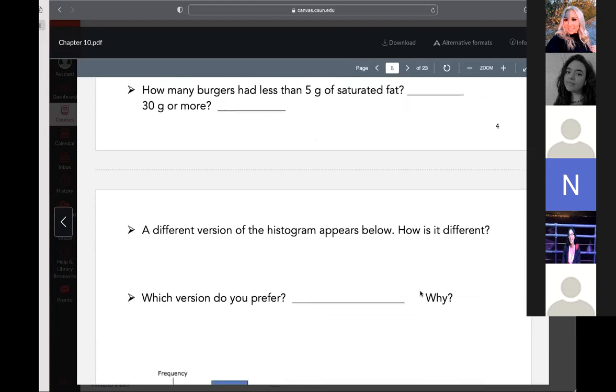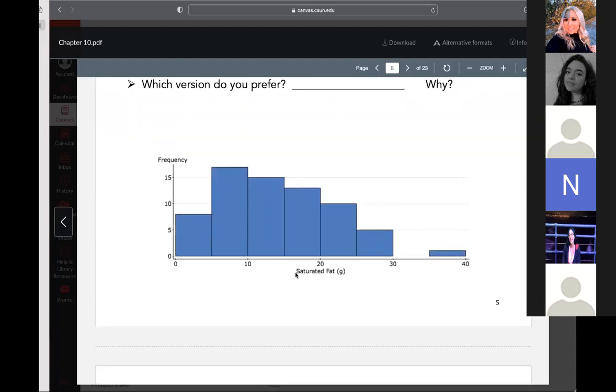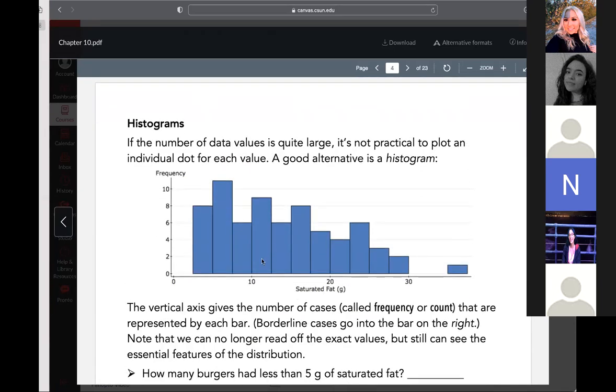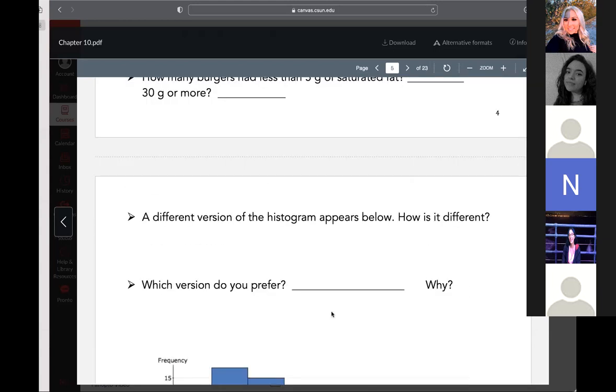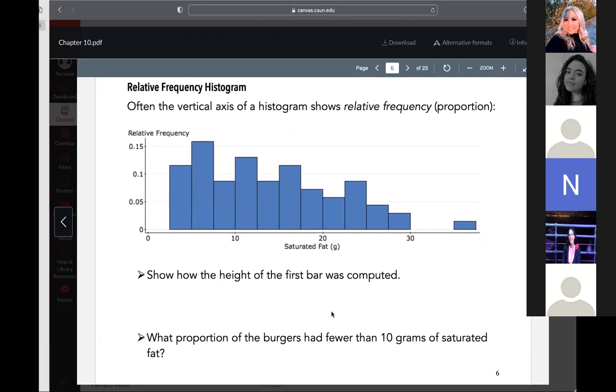We also talked about the fact that the same data can be represented by a different histogram if our widths change. And depending on your goal and what you're trying to represent, you might pick one version over the other. There's no best width out there in the universe. And that takes us to the new material, which is relative frequency histogram.